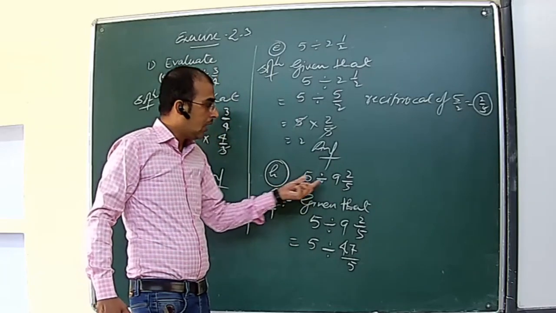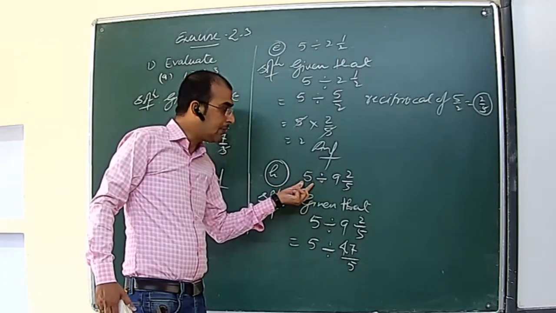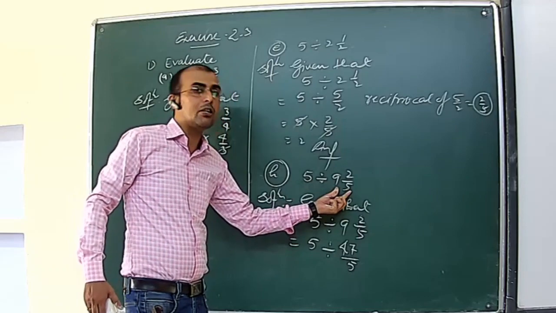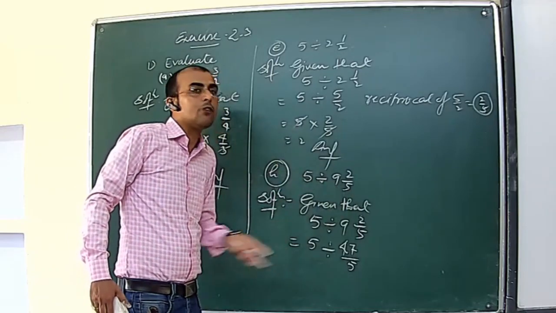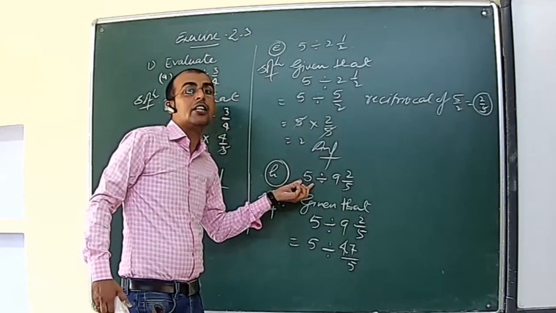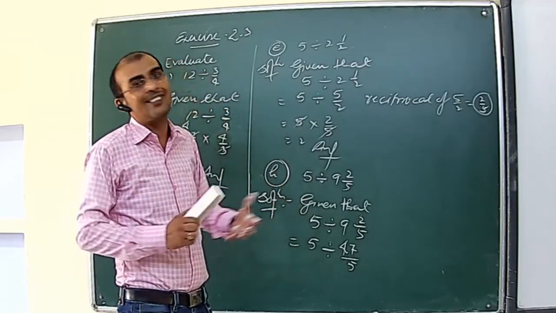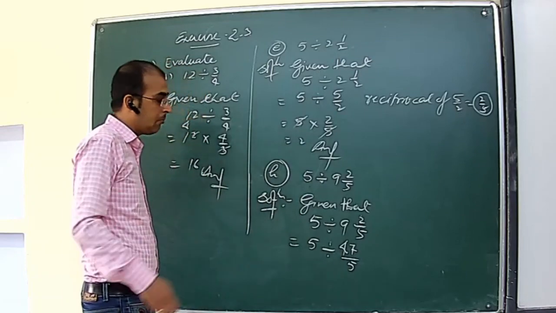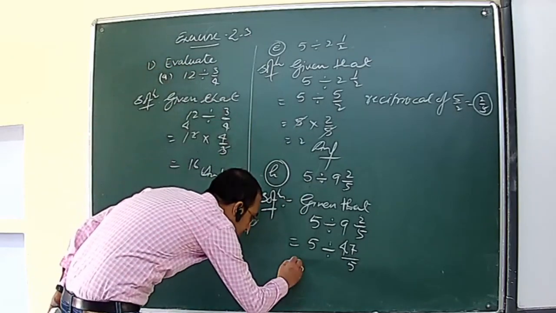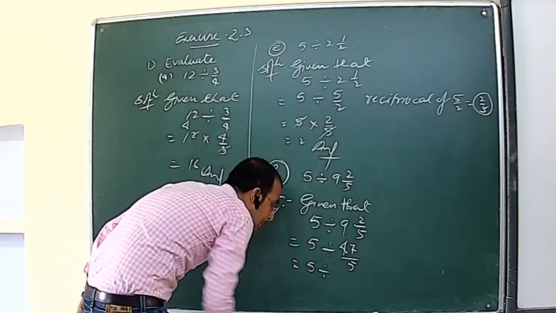Means the dividend. This is a dividend and this is a divisor. The divisor will always change, means it takes the reciprocal form. Never change the dividend. If you change the dividend, then the answer will be wrong and the process is wrong, means our method is wrong. So what to do? 5 divided by.